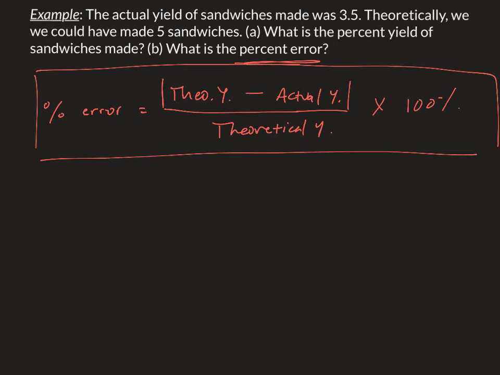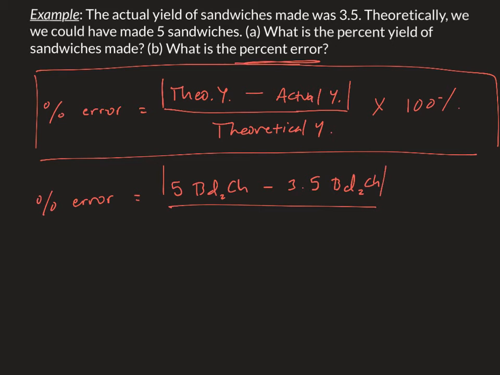Okay, so let's go ahead and plug this in then. Percent error is going to equal our theoretical yield, which was 5 sandwiches, minus our actual yield, which again was our 3.5 sandwiches. Absolute value of that, divided by our theoretical yield again. Okay, times 100%. And when you plug that into a calculator, you should end up with a value of, oh, look at that, 30%.